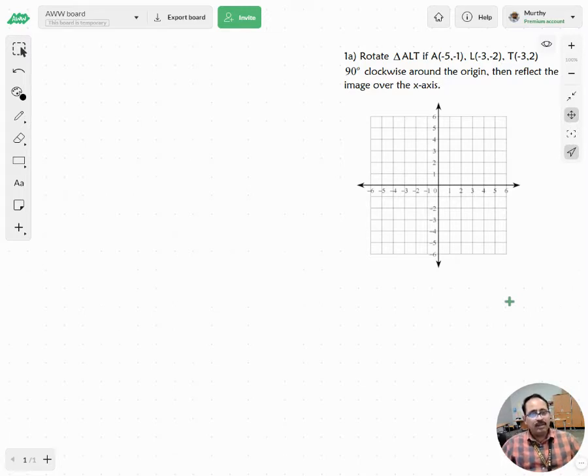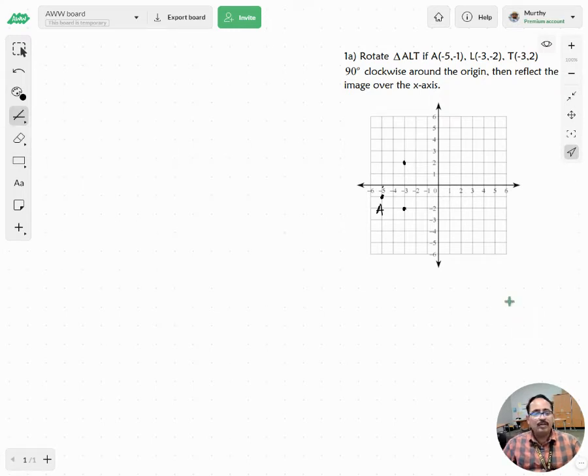Okay, let's look at the first question. Rotate triangle ALT if A is (-5, -1). Let me copy. -5 is here. Let me take my pen. -5 and -1, so -1 is downwards, so it's going to be point A. And L is (-3, -2), that falls here. And T is (-3, 2). -3 is here, +2 means it's above the x-axis.